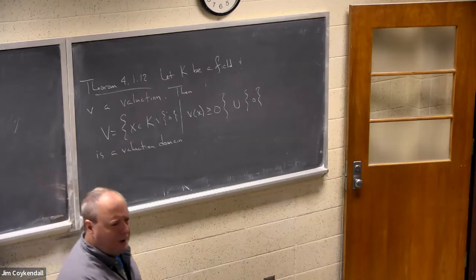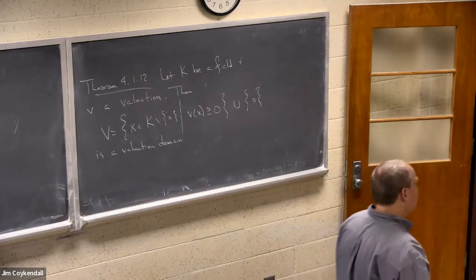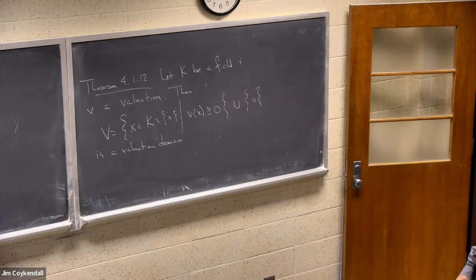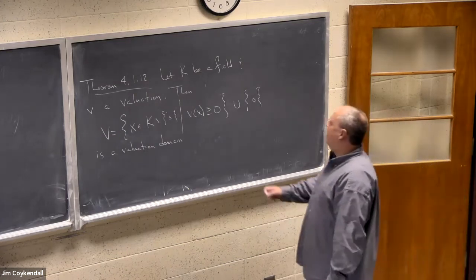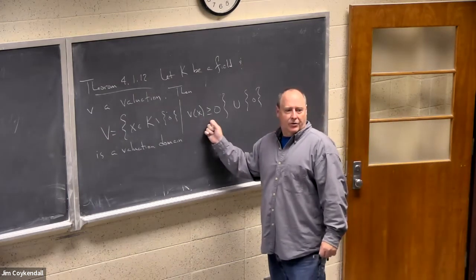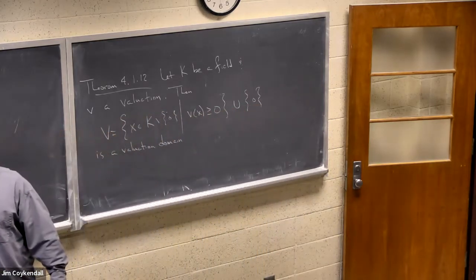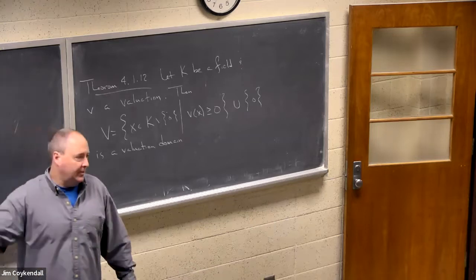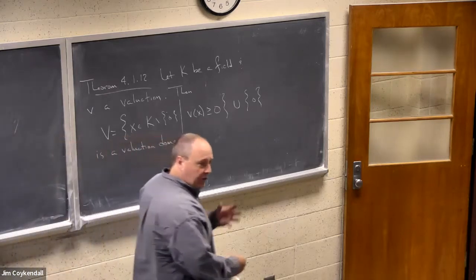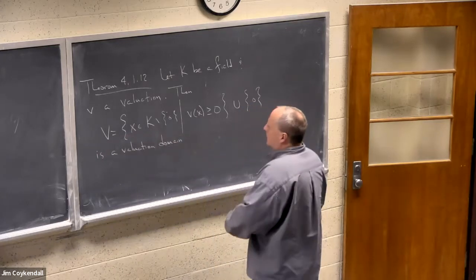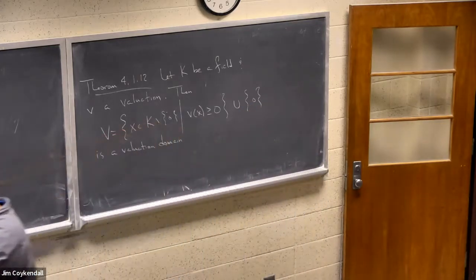Now, let me clear something up in this theorem first, and that is, when I say V of X is greater than or equal to 0, what I mean is it's greater than or equal to the identity of the totally ordered abelian group, right? So for example, with the example of lexicographic ordering, the identity is (0, 0). So let's prove this.